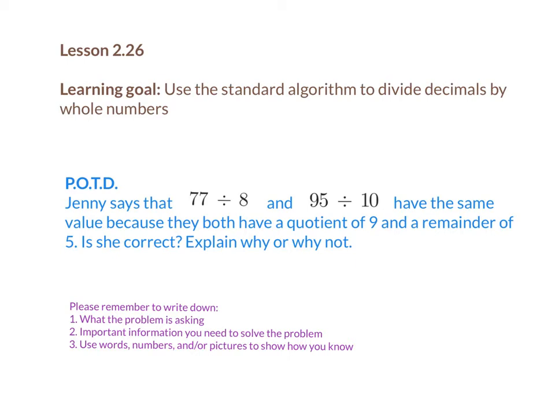Which number will be the decimal, the whole or the divisor? If we're going to divide decimals by whole numbers, which one will be the decimal, the whole or the divisor? The whole. And our divisor will be a whole number, okay? It's kind of confusing. The whole is a decimal, but the divisor is a whole. Weird, right? Okay, good.